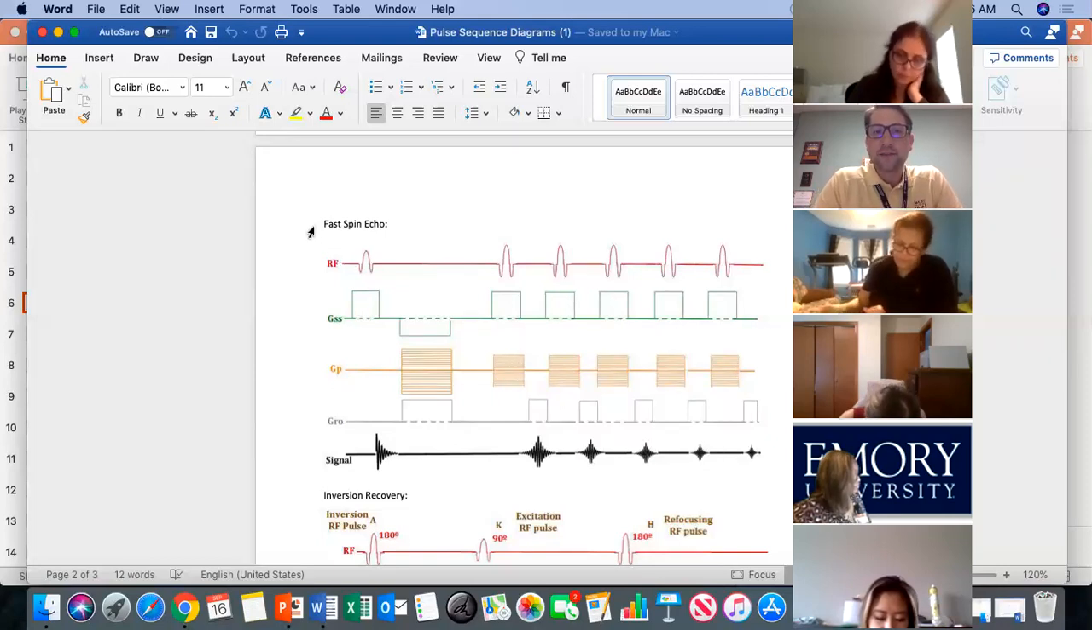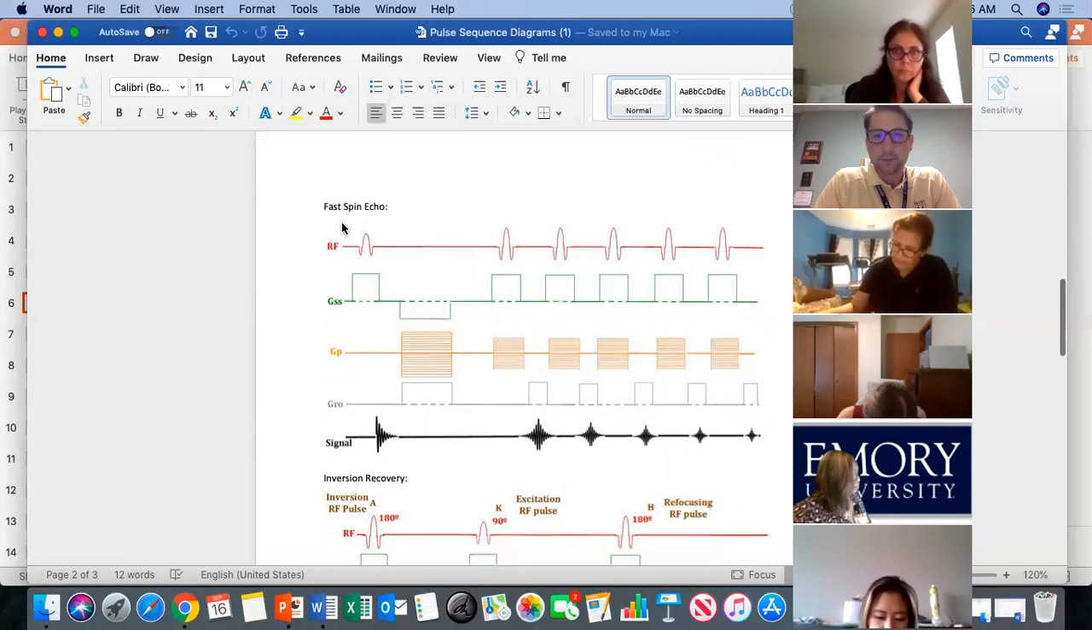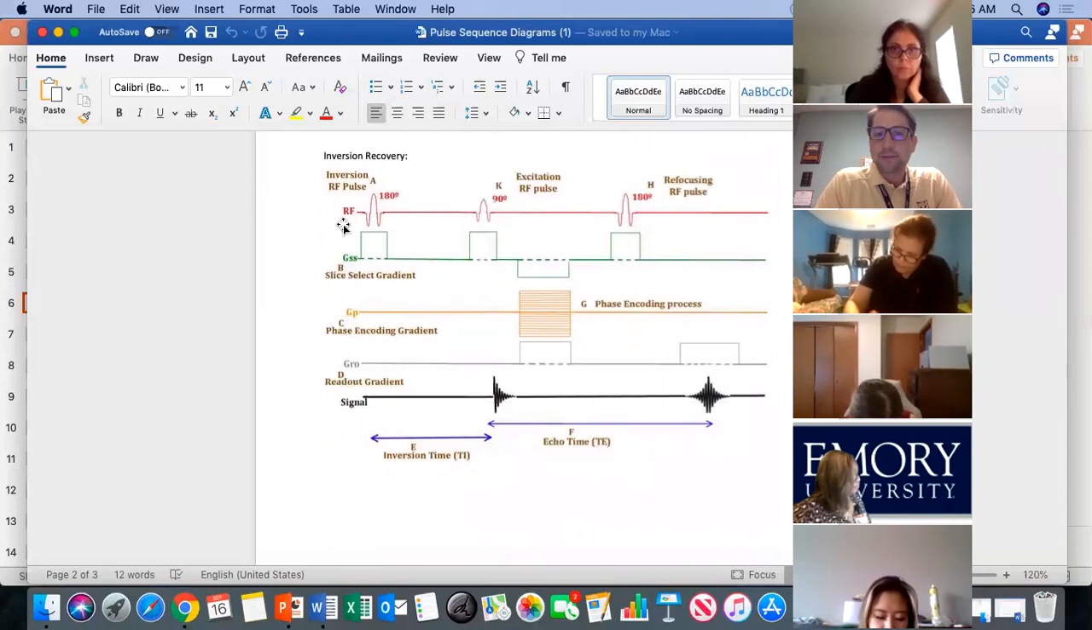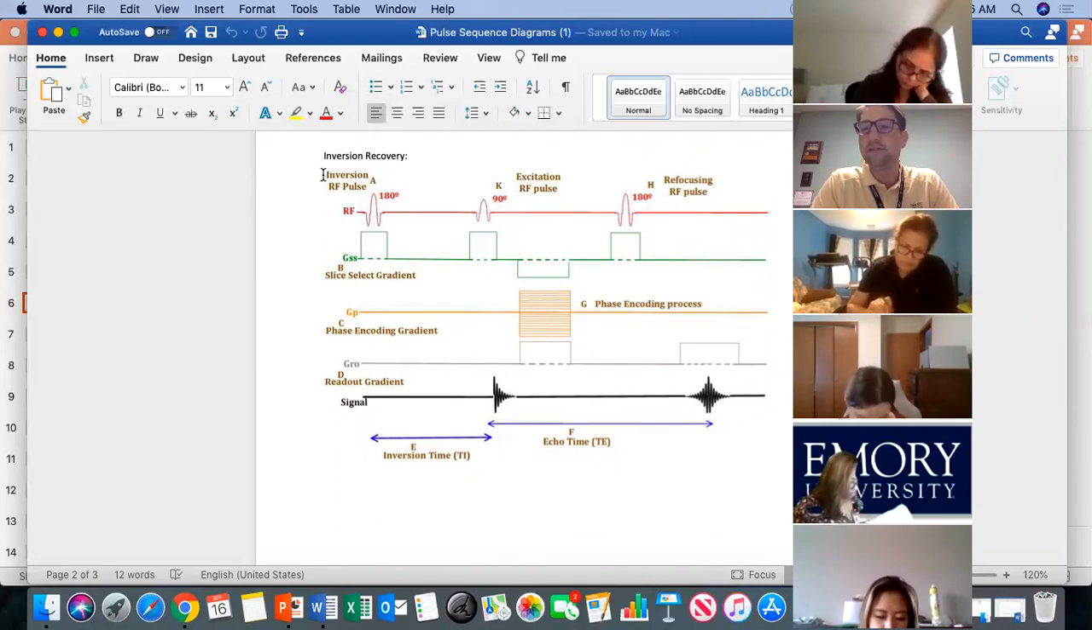So that's how it gets its name, fast spin echo or turbo spin echo. Really knocks down our scan time. And then finally, the last pulse sequence we talked about was inversion recovery. So instead of starting with this 90 degree excitation pulse, we decided to start with a 180 inverting pulse. So our net magnetic vector was in the positive longitudinal axis, Z, and we flipped it completely 180 down to negative Z. So it was fully saturated.